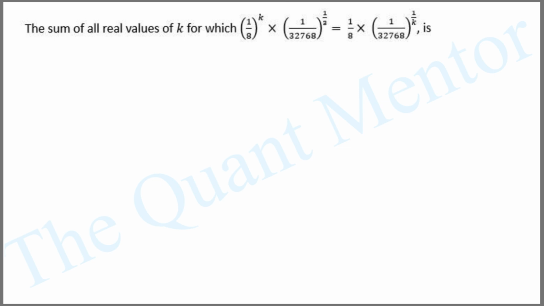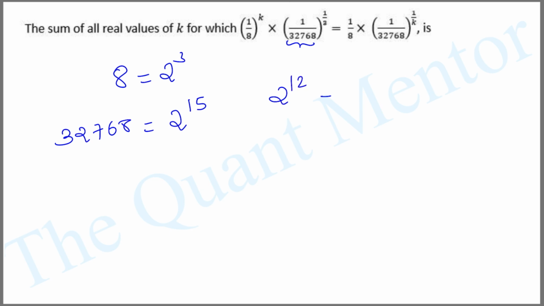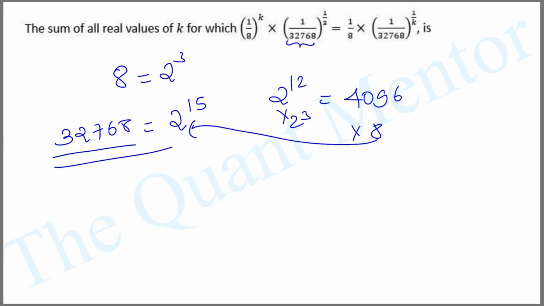So the things you're supposed to understand are that 8 is nothing but 2 raised to 3, and this 32768, if you factorize it, is a power of 2 only. So this is 2 raised to 15. You can arrive at this by starting with some familiar powers of 2. I generally ask students to memorize up till 2 raised to 12, which is 4096. And 4096 multiplied by 8 would give you this number. So technically 2 raised to 12 into 2 raised to 3 is the given number 32768.